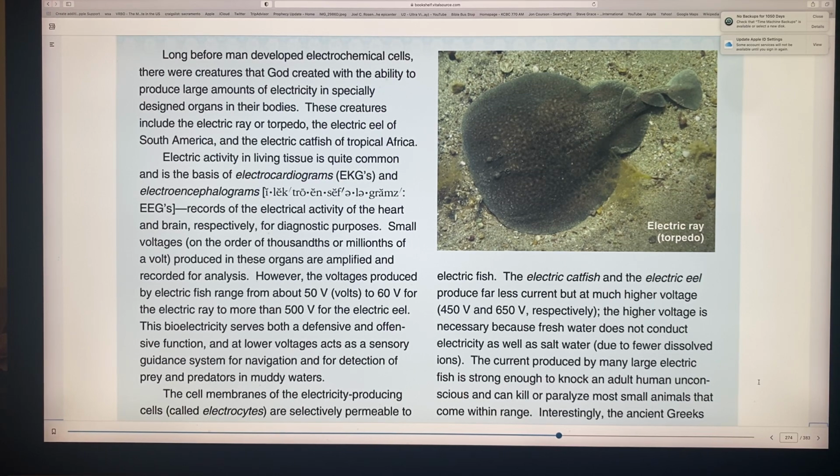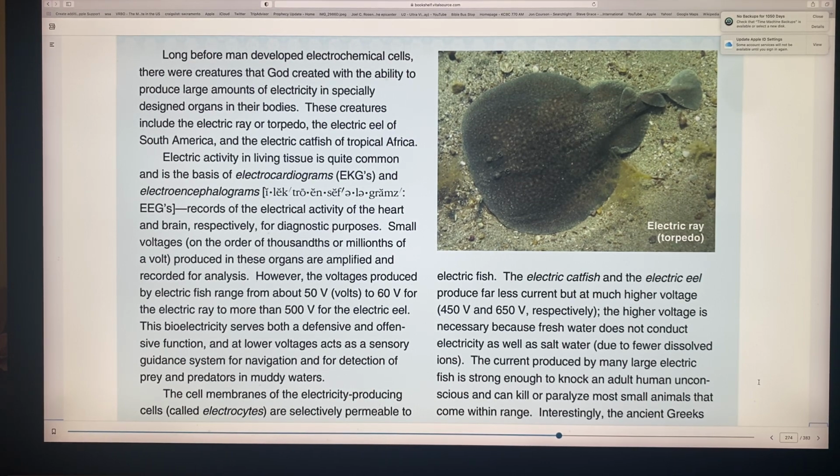So in fact, this voltage can knock a human being unconscious, or it can kill or paralyze most small animals. That's a big shock, isn't it? The electric organs must fire so that all the electrolytes discharge at the same time. And several hundred thousand electrolyte cells are discharged at once.